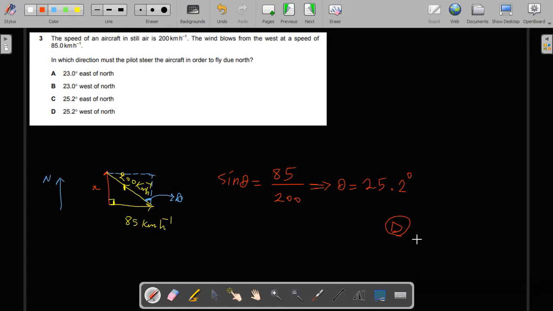So aircraft, in order to go to the north, must have an angle of 25.2 towards northwest. I mean to go straight to the north because of wind. So D is right.